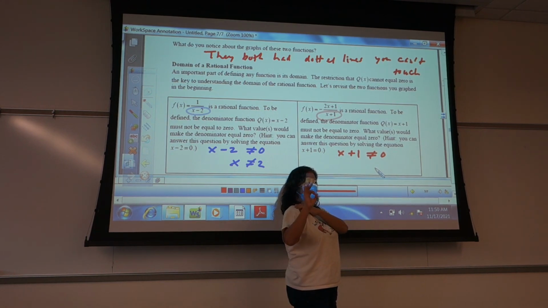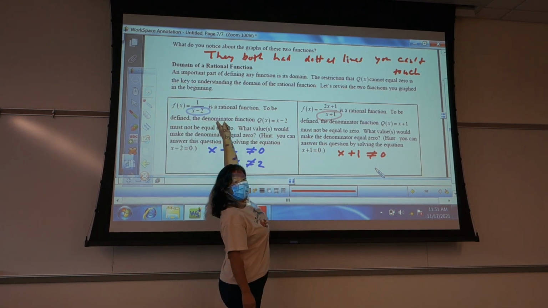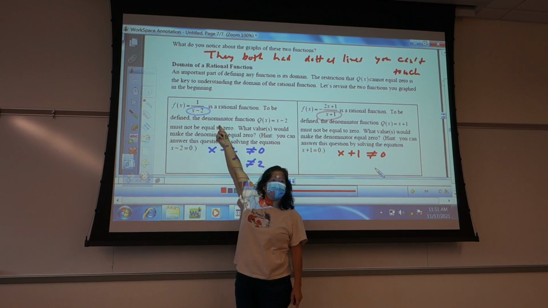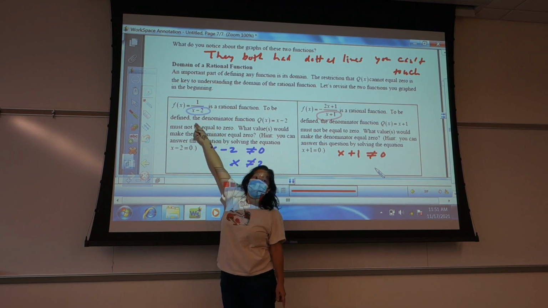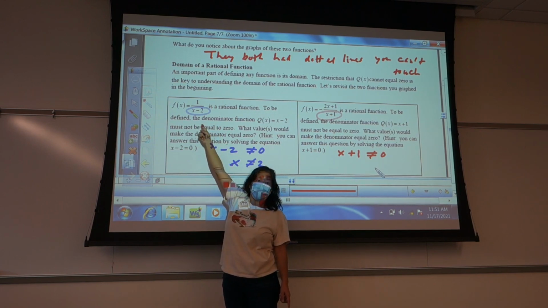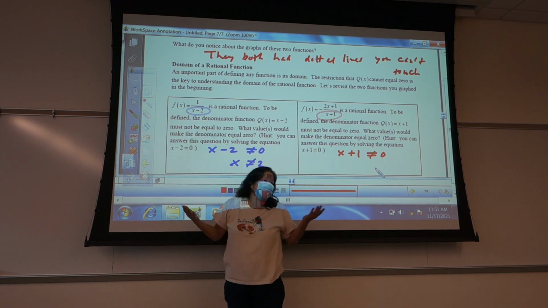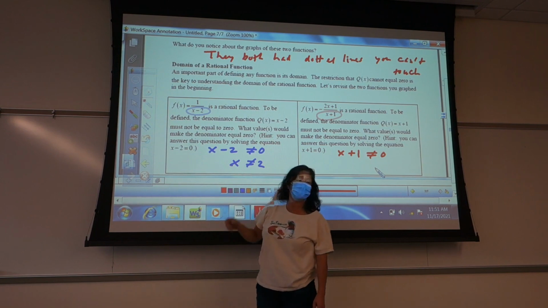All right? For this one over here, what can't be 0? X minus 2. David, what can't be 0 over here? X minus 2 can't be 0. 2 is never 0, right? But x minus 2 can't be 0. So then we can figure out that x can't be 2.